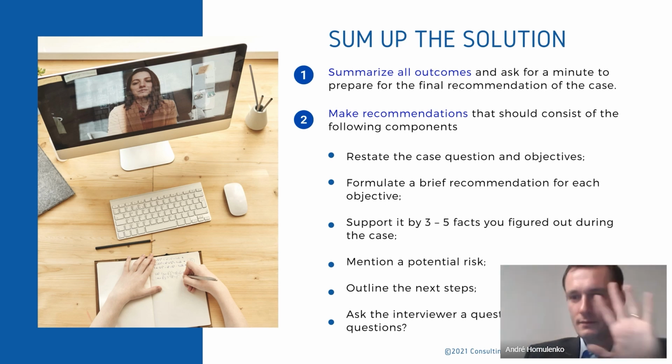So these are the 5 components: recapping the objectives, formulating a recommendation for each objective, supporting it with 2, 3 facts from the analysis, mentioning potential risks, and outlining the next steps. And then there is also one of the key tricks which I would like to give you.